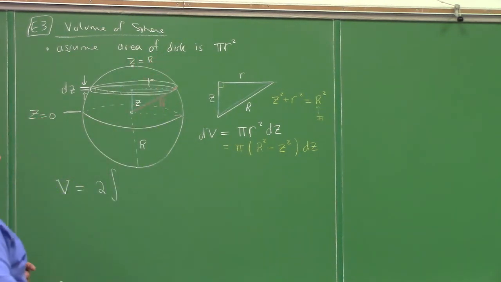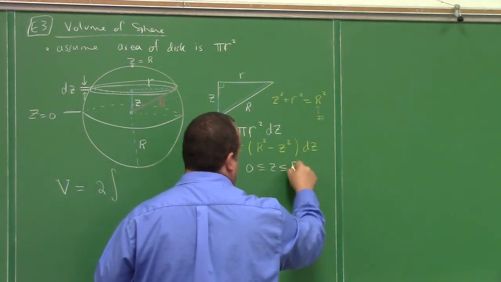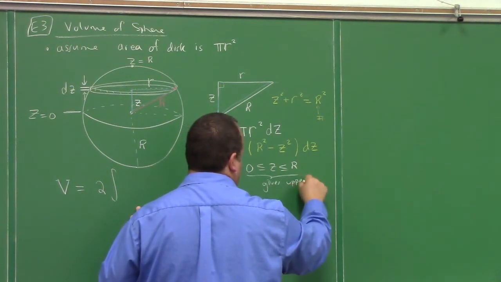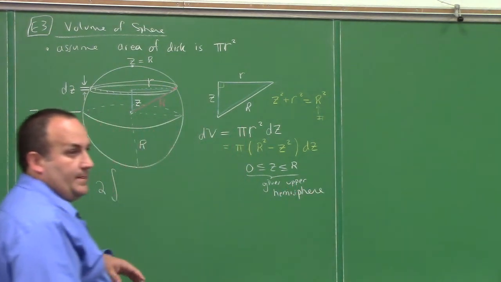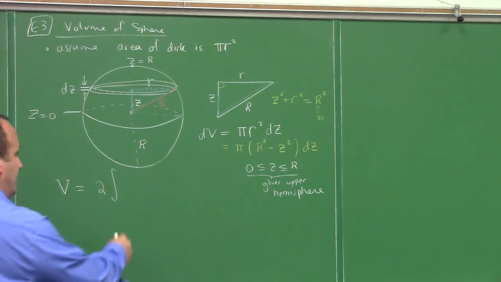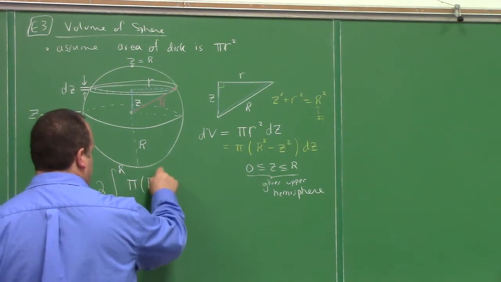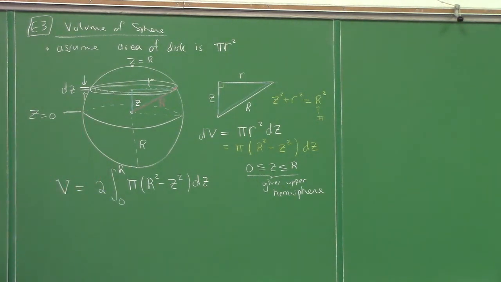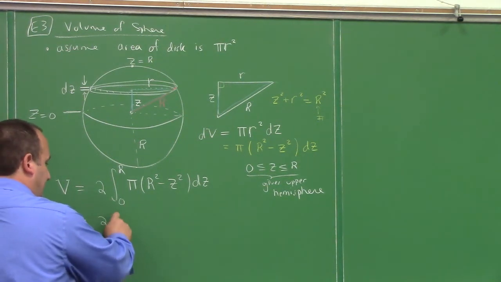So essentially, this makes sense: 0 less than or equal to z less than or equal to R gives the upper hemisphere, right? And so I should integrate from 0 to R pi times big R squared minus z squared dz. So that gives me 2 pi.